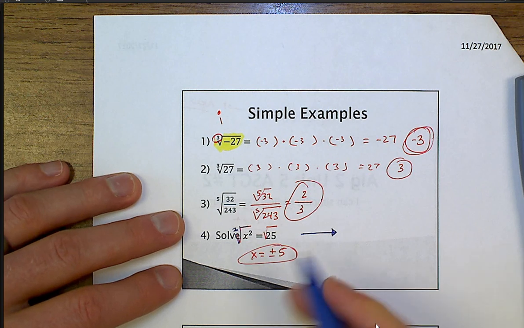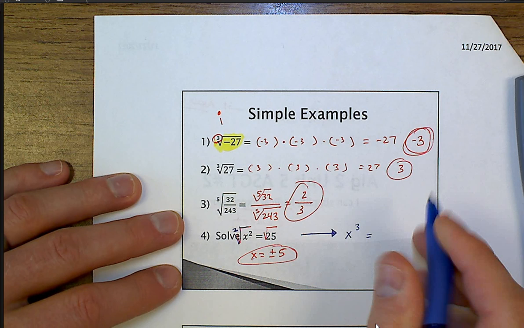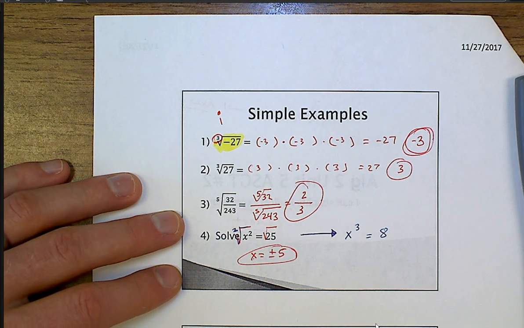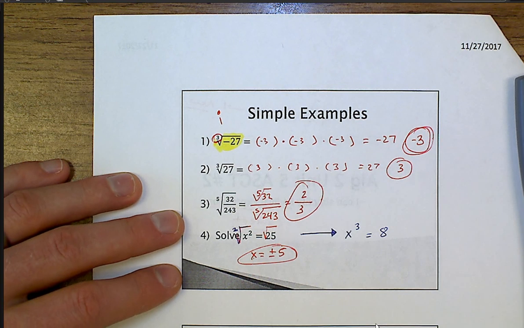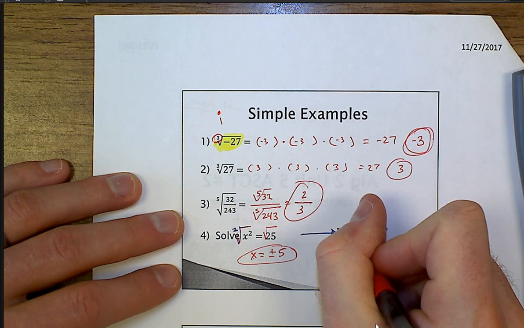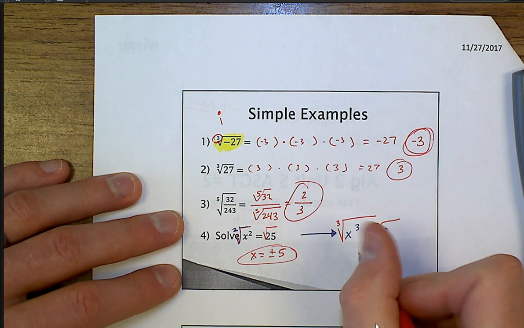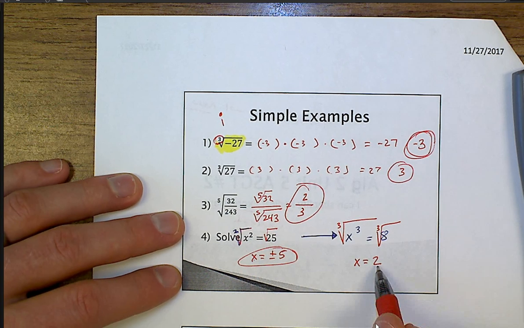So what if I had something like this, x to the third equals 8, and I ask you to solve that? What would you do? You wouldn't take the square root, because this is a 3, you would take the cube root. So you would take the cube root of both sides, right? And we'd get x equals 2, because I know that 2 times 2 times 2 equals 8.